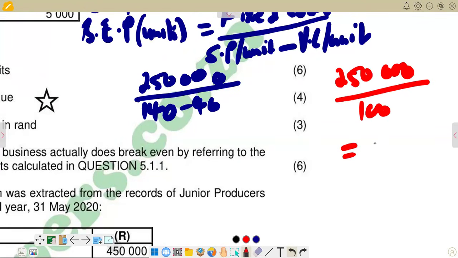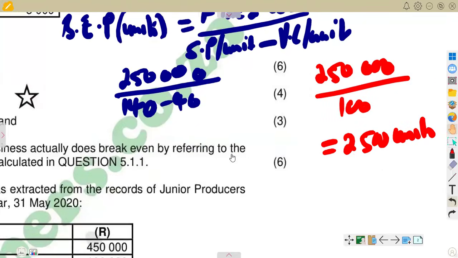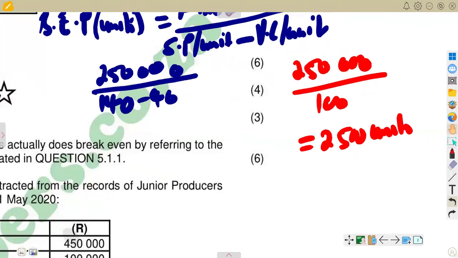Let's calculate that. If you divide this, you get 2,500. So 2,500 units is the break-even point in units. This is what we have there. So on the first part, the break-even point in units is 2,500. Now we go to the next question to see what we have there.